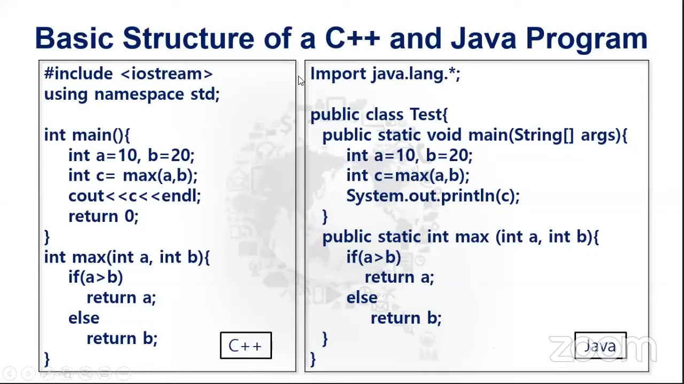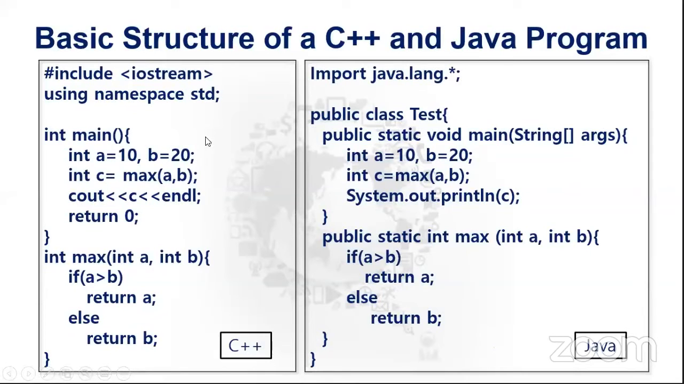Number one, you can see the first line for a C++ program, you use the hash include to include the library. In this case, it is iostream. As for Java program, you make use of the import keyword to import the Java class. So here we import java.lang.*, all the classes in this java.lang namespace. And here in your C++, we have the using namespace std.